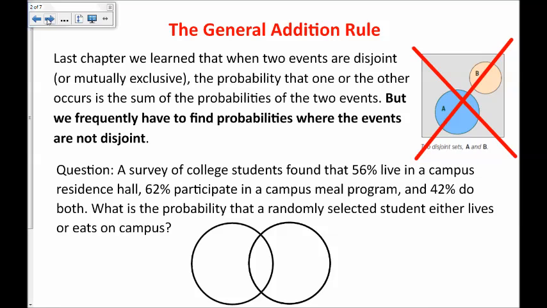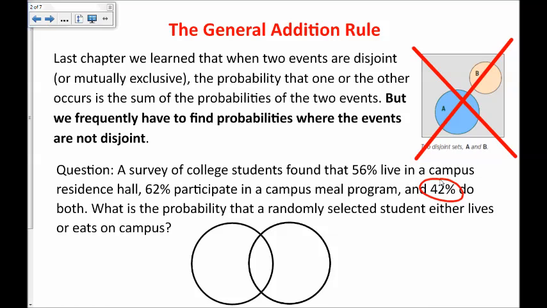So here's the question. A survey of college students found that 56% live in a campus residence hall, 62% participate in a campus meal program, and 42% do both. What is the probability that a randomly selected student either lives or eats on campus? We know that these are not mutually exclusive or disjoint because there is a group of them that do both. So I have to deal with a situation where they're overlapping.